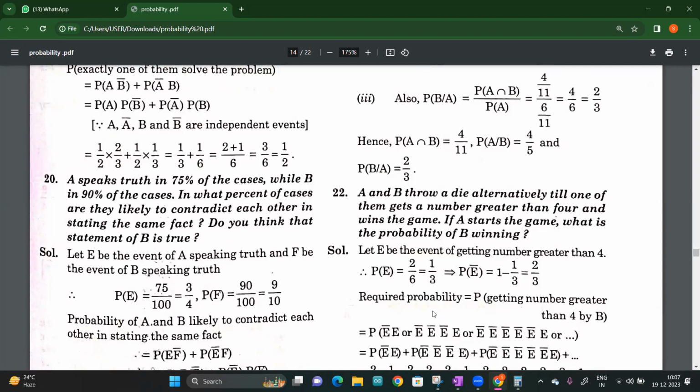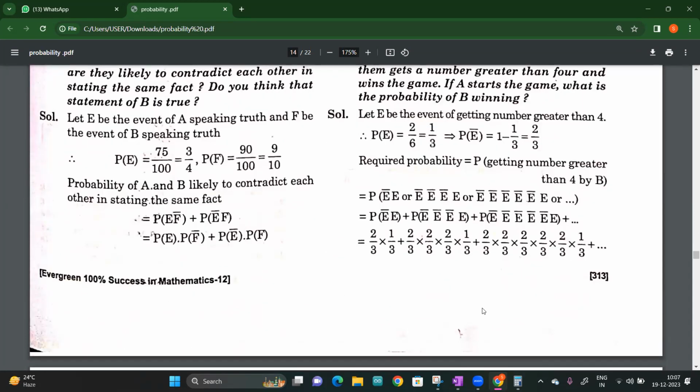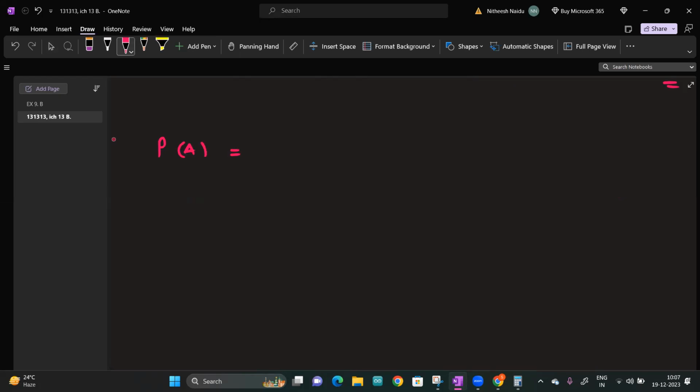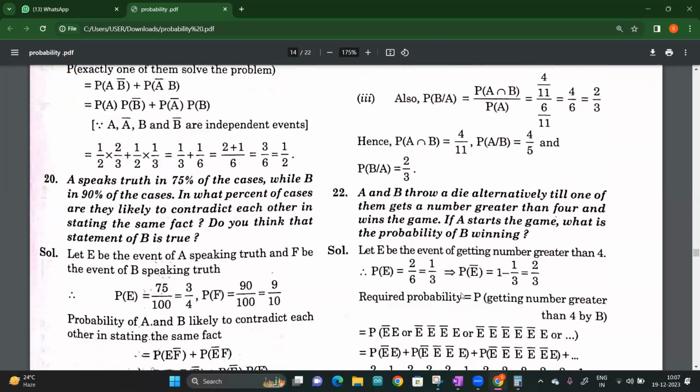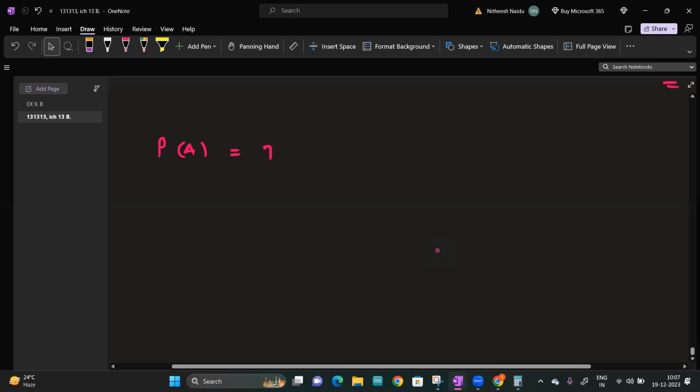There also, they mentioned percentages. Here also, we have the percentages. Try to solve this question. Mr. A's chance is 75%, B's is 90%. So write down 75%, 90%. So that is the chance they are telling the truth. What is the percentage they are telling false? P of A bar is 25%. P of B bar is 10%.